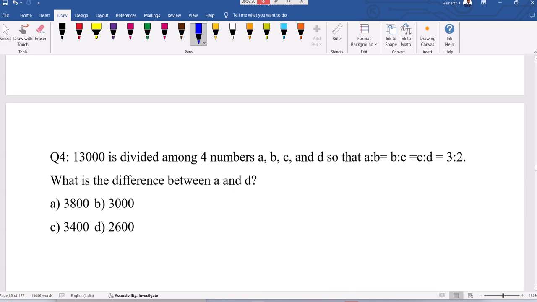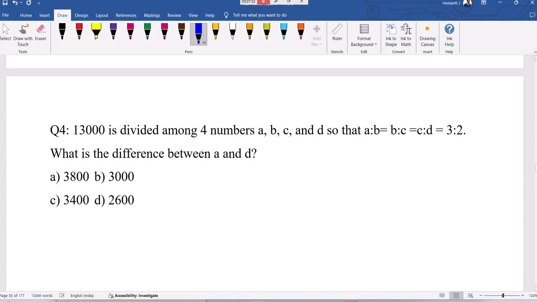Now series fourth question. 13,000 is divided among four numbers A, B, C and D. A and B, B and C, C and D are in the ratio 3:2. What's the difference between A and D?